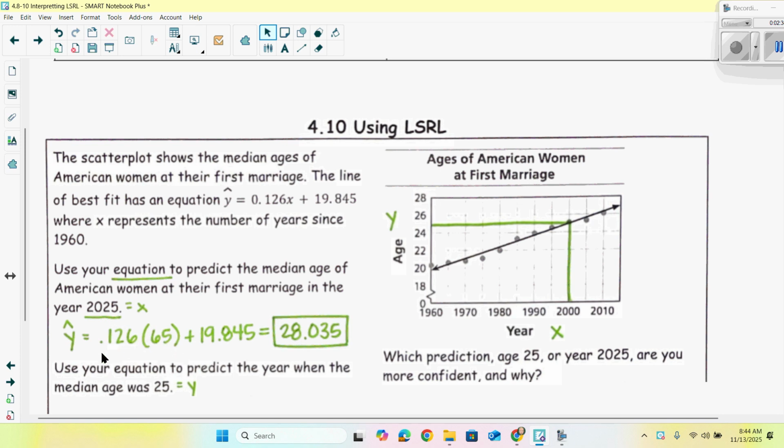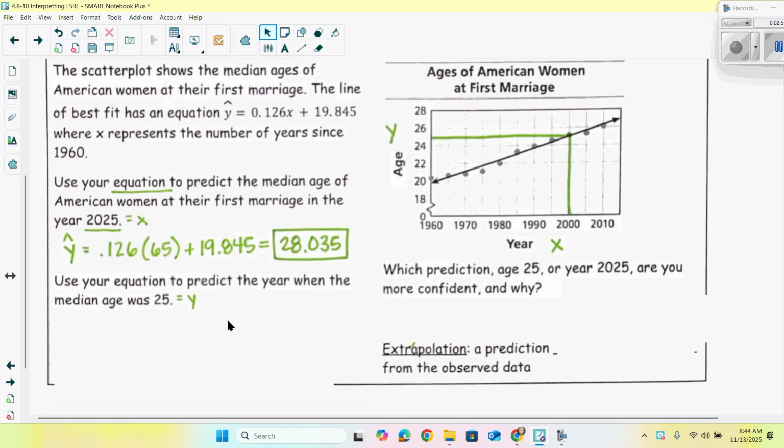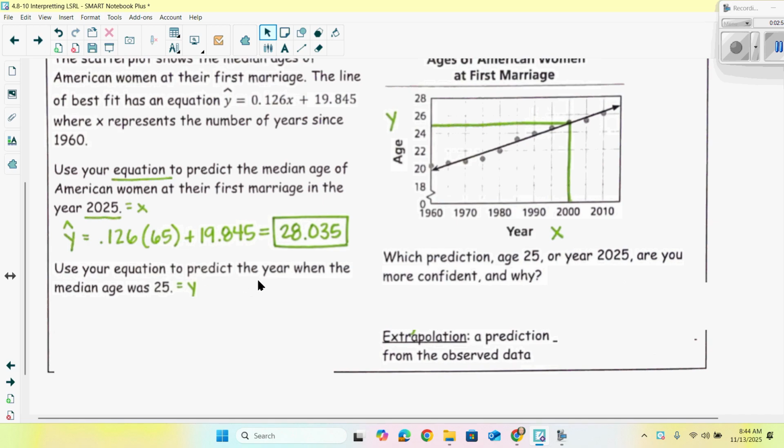There have been 65 increases of 0.126 roughly, and then plus the 19.845 for a total of 28. We would assume, or predict, I should say, extrapolate out to 2025 that a woman age 28 is the average age for getting their first marriage. Use your equation to predict the year when the median age was 25. So here we're going to look for 25 and see what the corresponding year would be.